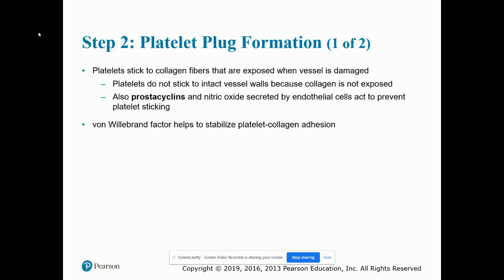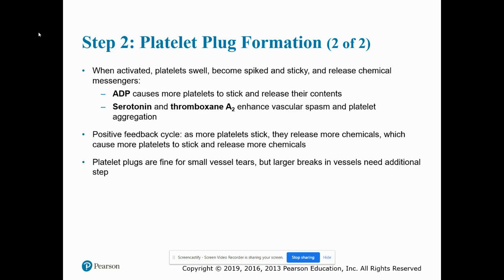Under normal circumstances, platelets do not stick to intact vessels because collagen is not exposed. In addition, there are 2 things secreted by endothelial cells that actually prevent platelets from sticking, and those 2 things are prostacyclins and nitric oxide. And then von Willebrand factor helps to stabilize platelet collagen adhesion.